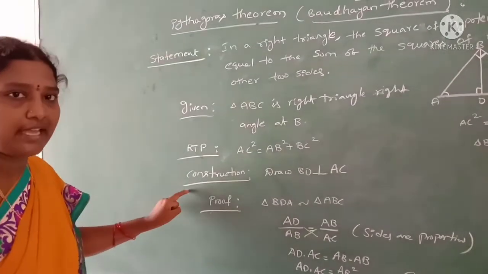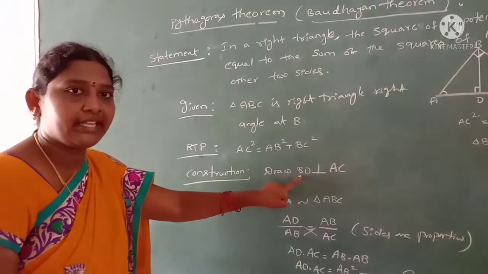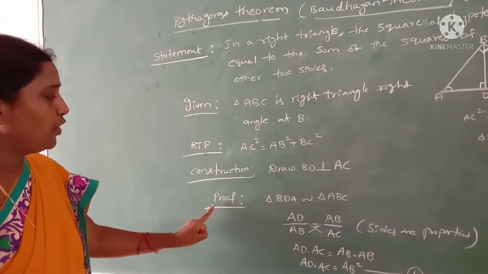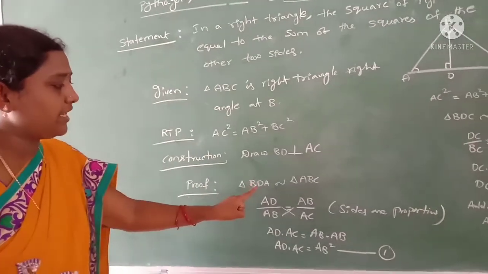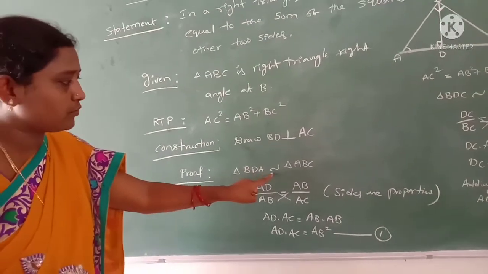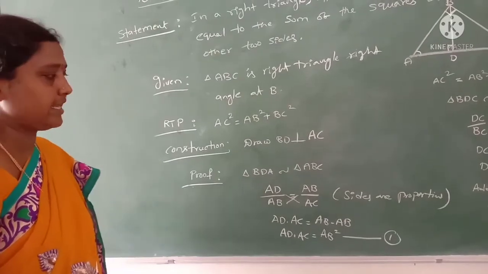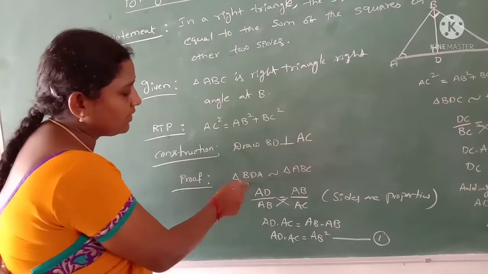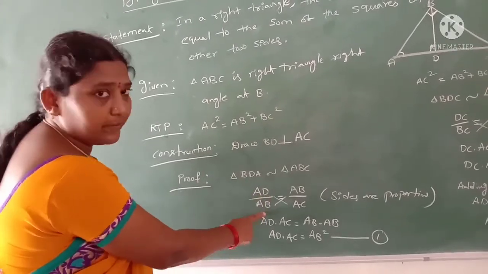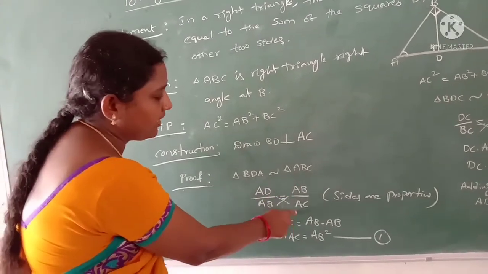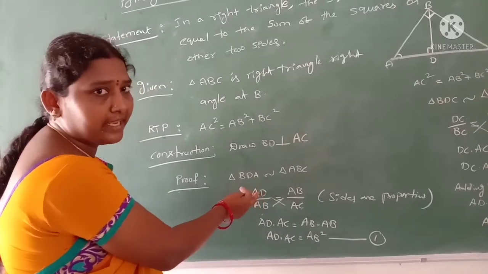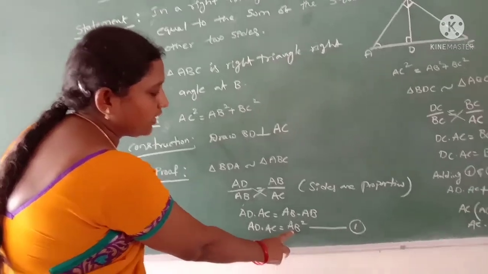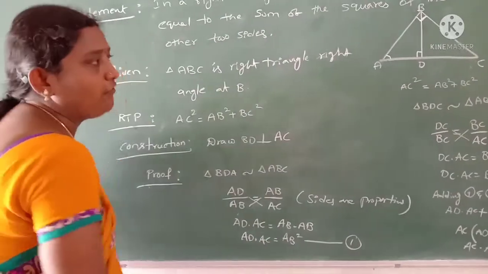Next write the construction. Draw BD perpendicular to AC. Next go to the proof. We take triangle BDA similar to triangle ABC, right angle triangles. So their sides are proportional. AD by AB equals AB by AC. Cross multiply, we get AD into AC equals AB square. This is equation 1.